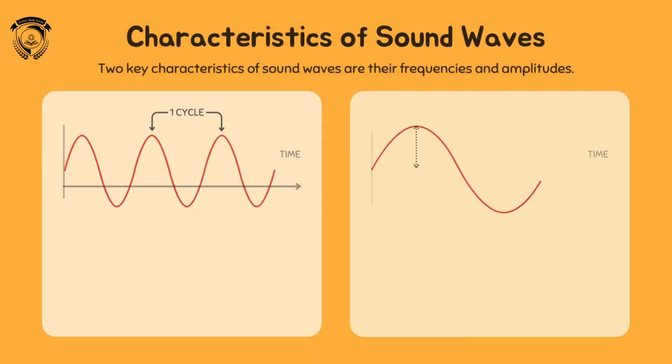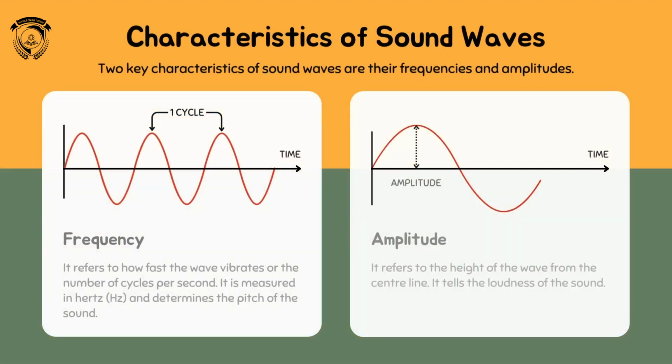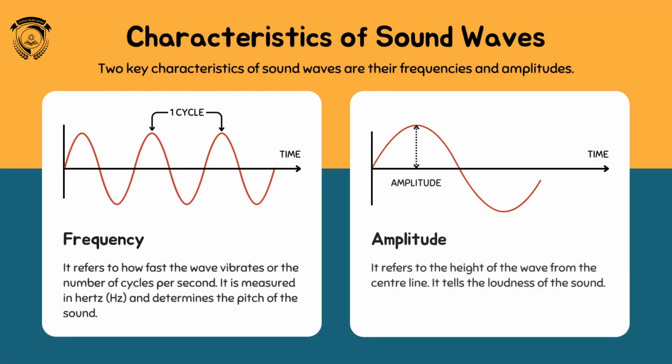About the characteristics of sound waves, there are 2 key characteristics. Frequency is how fast the wave vibrates, the number of cycles per second. It's measured in hertz. Amplitude is the height of the wave from the central line, and it tells us the loudness of the sound.